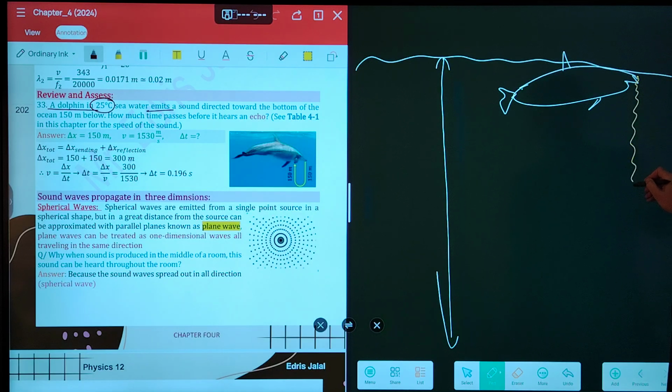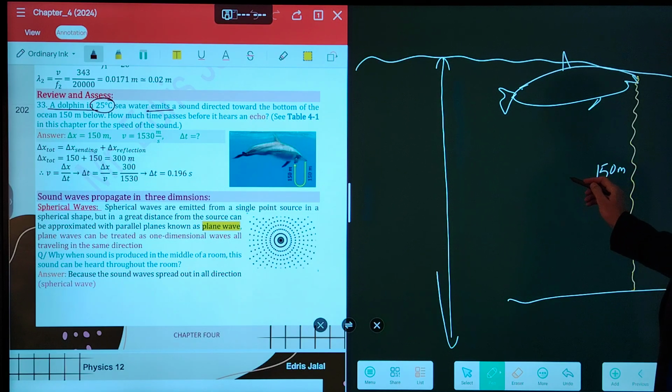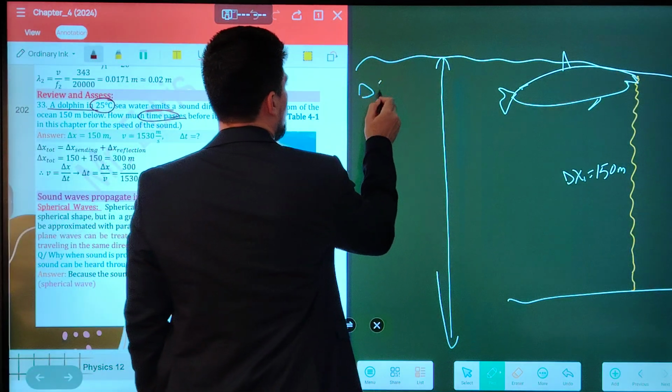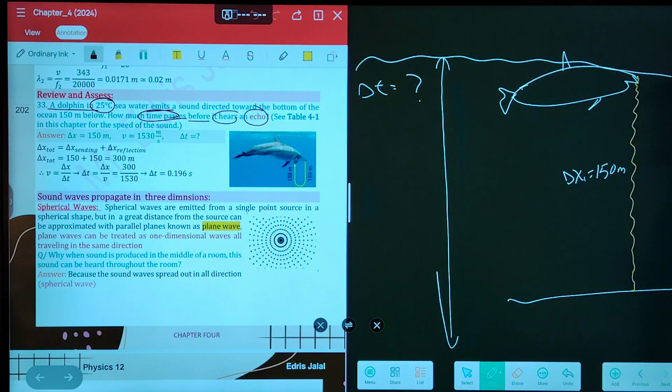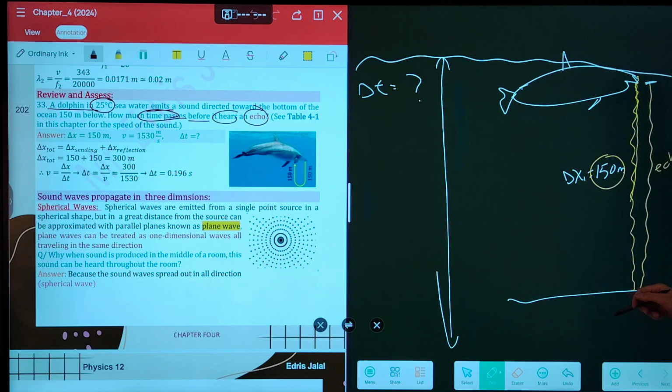This is the bottom of the ocean, 150 meters. This is X1. How much time passes? What is unknown? Time is unknown. How much time passes before it hears an echo? What do you mean by echo? When the dolphin emits the sound, the dolphin can also get its echo. As you know, at first the sound wave passes 150 meters. But this sound is also reflected by the ocean floor. It also covers another X2, which is equal to 150 meters.